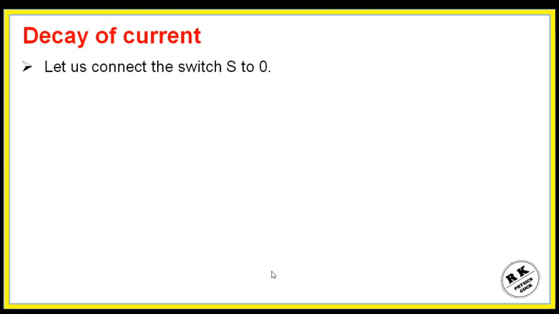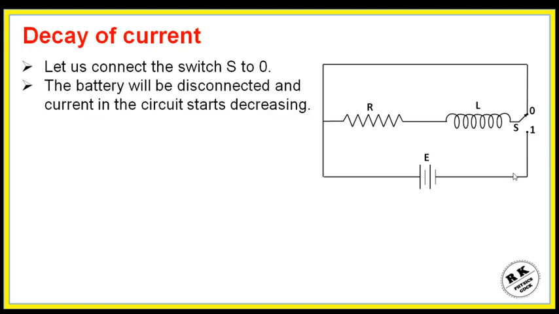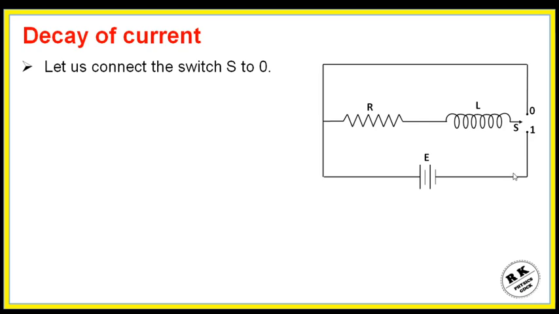What is the change from the earlier concept to this one, from growth to decay? In the growth of current, the battery is included in the circuit. When we remove the battery from the circuit, observe the figure carefully. Here the battery is removed. The switch S is thrown to 0. Notice the change. When S is thrown to 0, the battery is removed from the circuit.